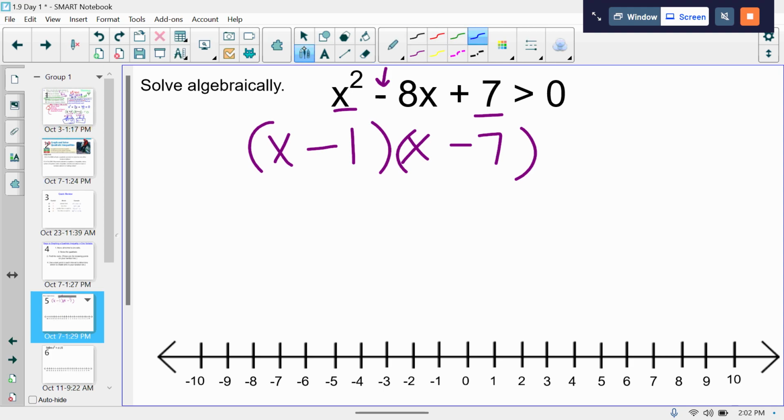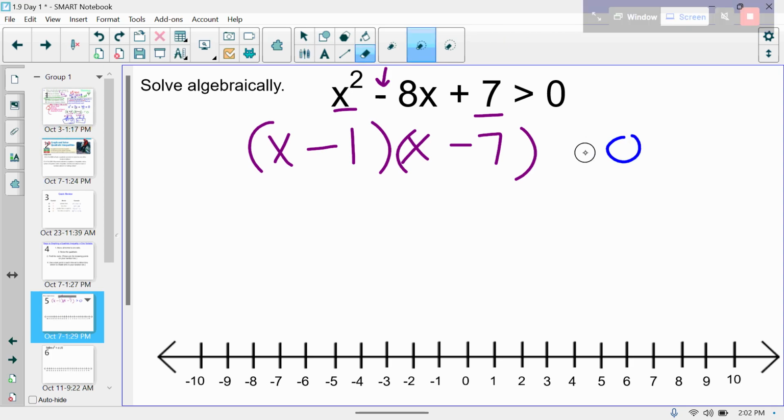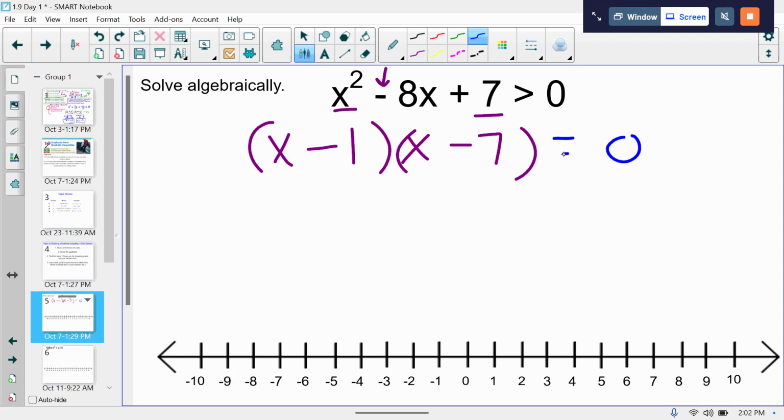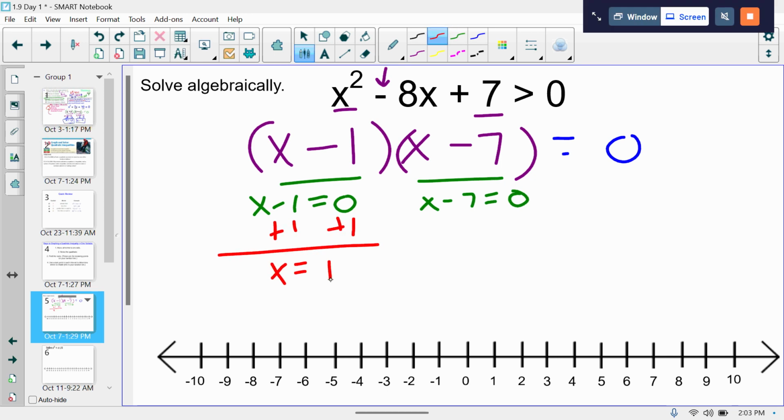Now, technically, this says greater than 0 right now. I want you to pretend like it's an equal sign just for a minute, because we have to solve it like we normally would, like tell what the roots or the solutions are. So you might already know that it's positive 1 or positive 7. If you don't, how do I know that? Because I need to get this factor to equal 0. So add 1, and you would see x equals 1 is one of the solutions. Add 7, and x equals 7 is the other.